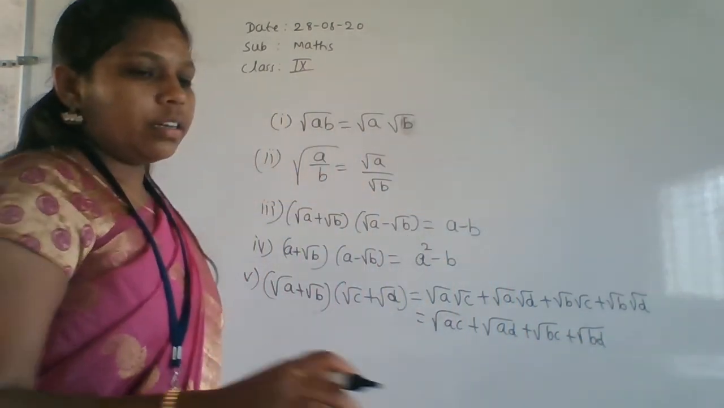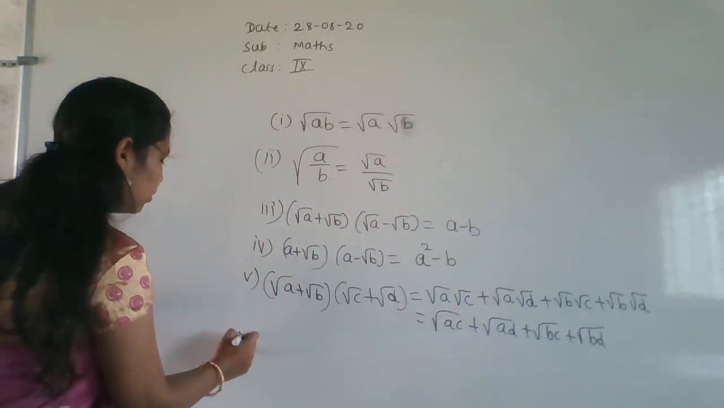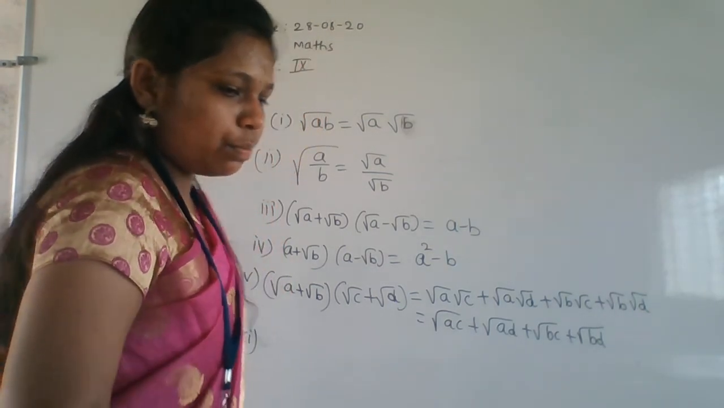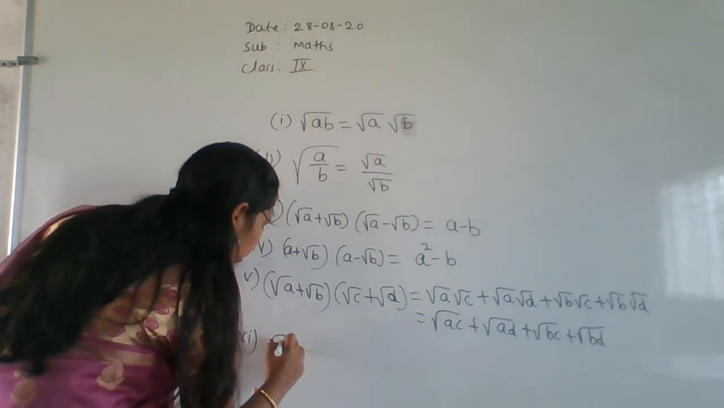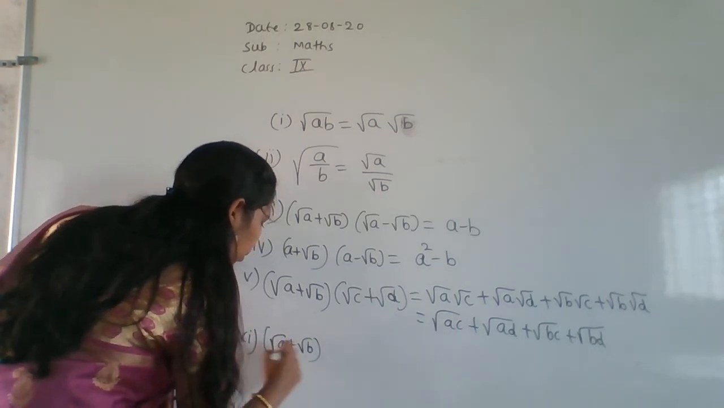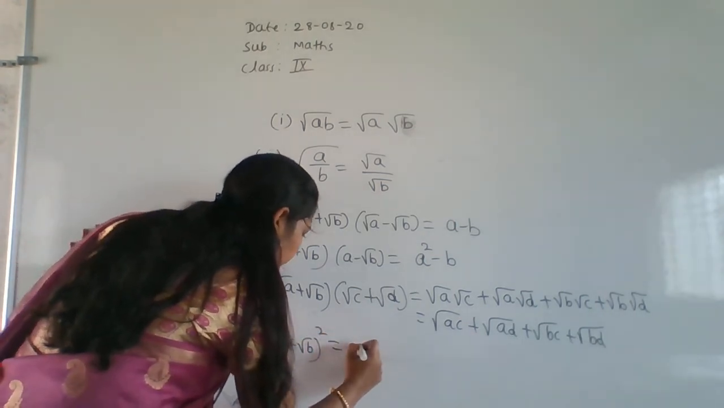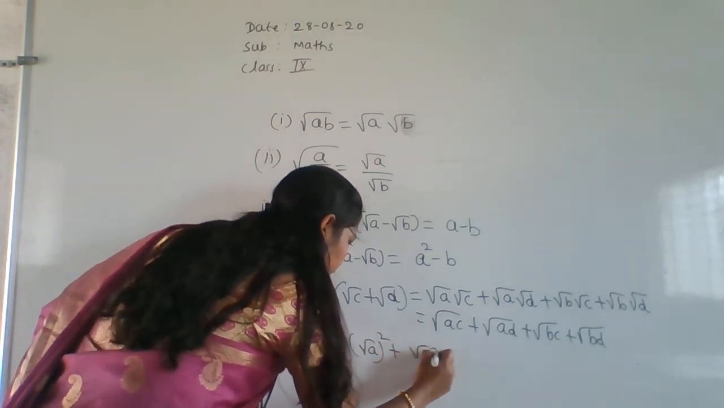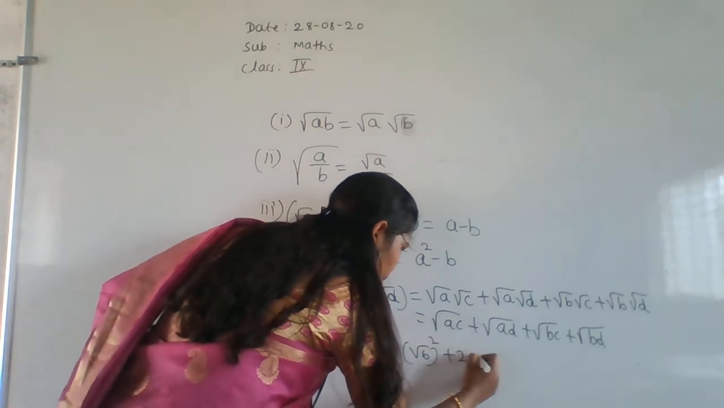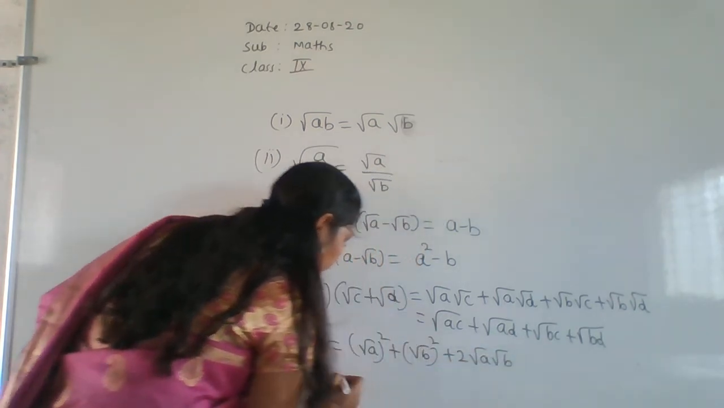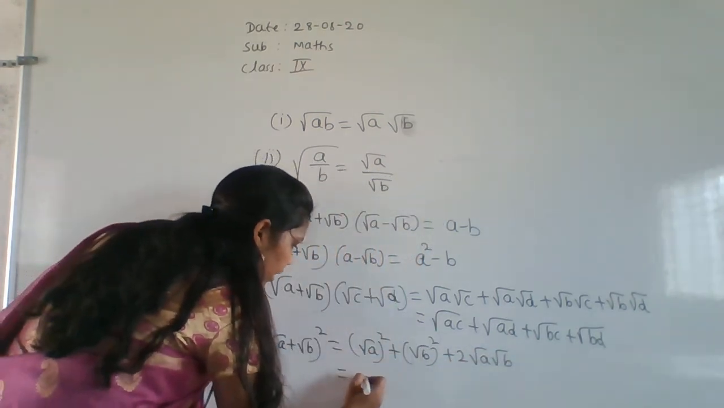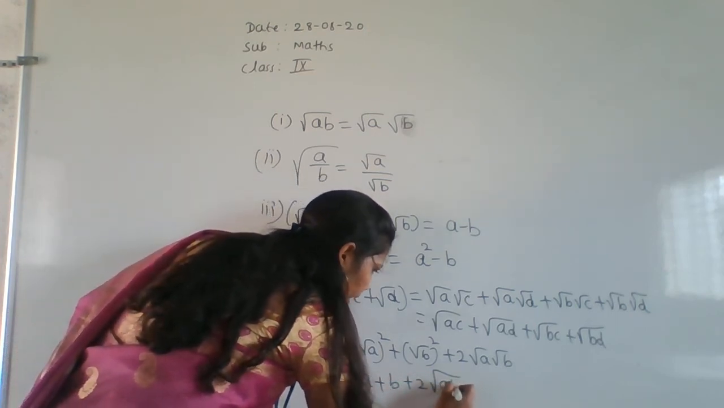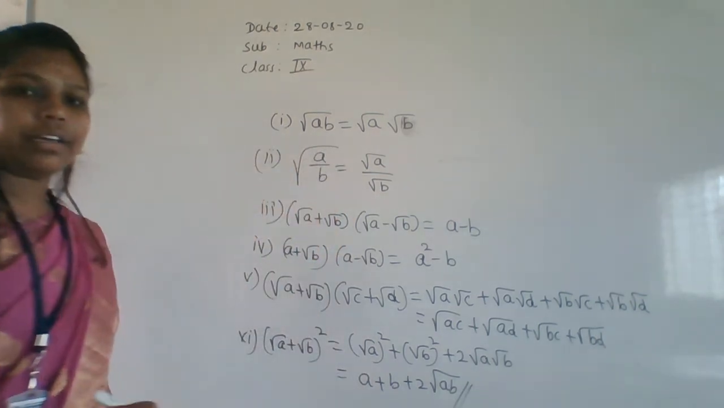Okay. The sixth one is root A plus root B whole square. Root A plus root B whole square is A square plus B square plus 2ab. Here, square is there, means the square root cancels. So it is A plus B plus 2 into root of AB. So this is the formula here.